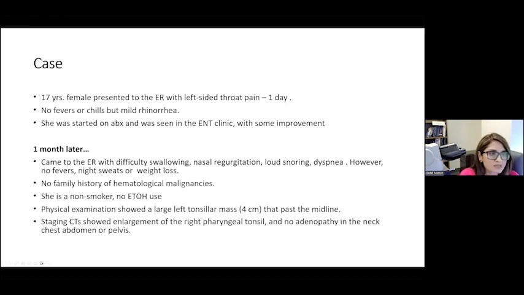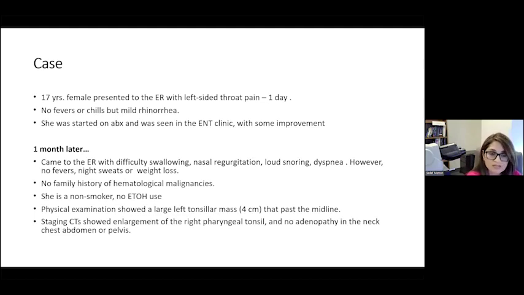So a 17-year-old female presented to the emergency room with left-sided throat pain for 1 day. There was no associated fever or chills, but she was complaining of mild rhinorrhea. The patient was started on antibiotics and was seen in the ENT clinic with some improvements. However, 1 month later, the patient came back again to the emergency room with difficulty swallowing, nasal regurgitation of fluid, loud snoring, and dyspnea. However, she did not present with any constitutional symptoms of fever, night sweats, or weight loss.